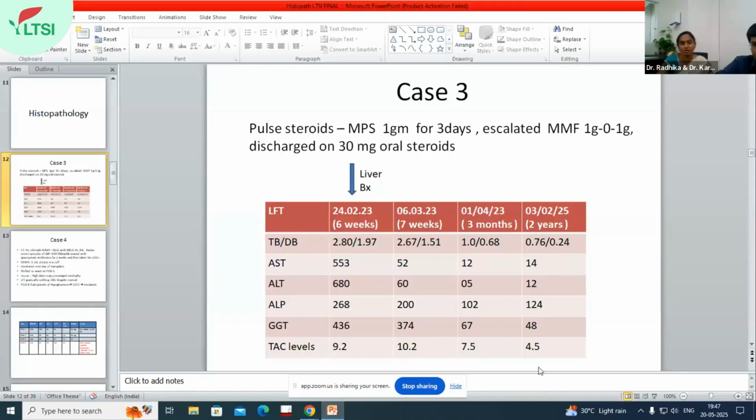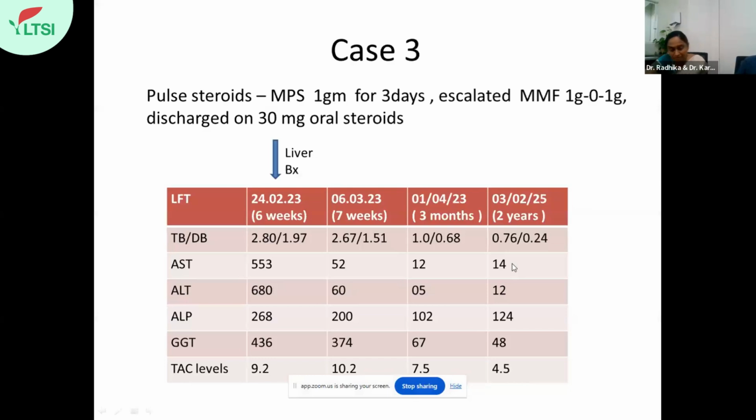Okay. You're going to tell us what you did to this patient? Yes, sir. So with the biopsy finding of a severe rejection, we went ahead and pulsed with steroids, methylprednisolone 1 gram per day for 3 days, escalated the MMF to 1 gram twice a day, and after 3 days of methylprednisolone pulsing, he was discharged with tacrolimus and 30 milligram of oral prednisolone and MMF 1 gram twice a day.